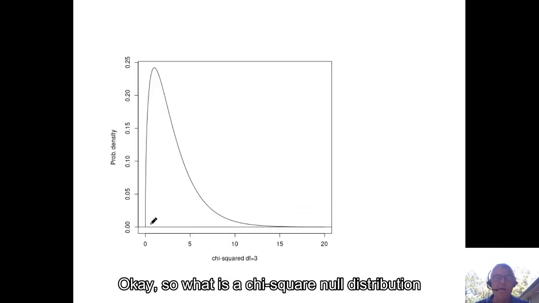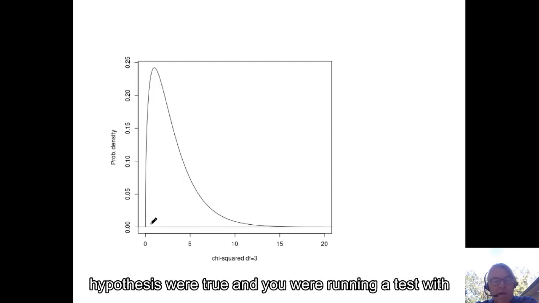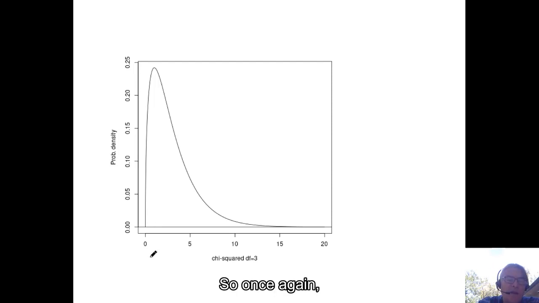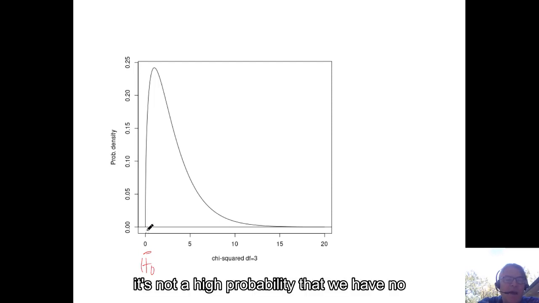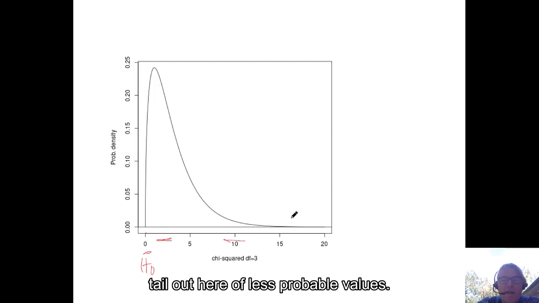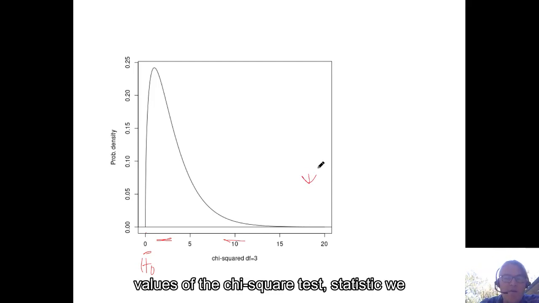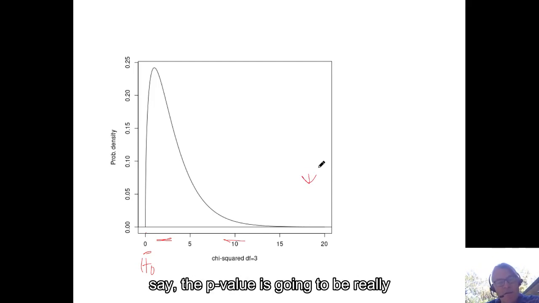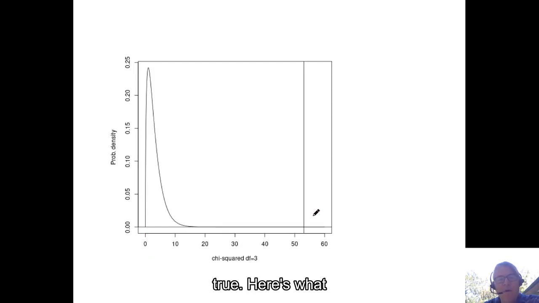Okay, so what does a chi-square null distribution look like? This is the chi-square distribution with 3 degrees of freedom. This describes the values of the test statistic you would get if the null hypothesis were true and you were running a test with 3 degrees of freedom. So once again, 0 is when the null hypothesis fits perfectly. It's not a high probability that we'd have no sampling error, but low values are quite probable, and then there's a really long tail out here of less probable values. At some point, when we get really large values of the chi-square test statistic, the p-value is going to be really small. It's not going to be probable that we'd see data like this if the null were true.